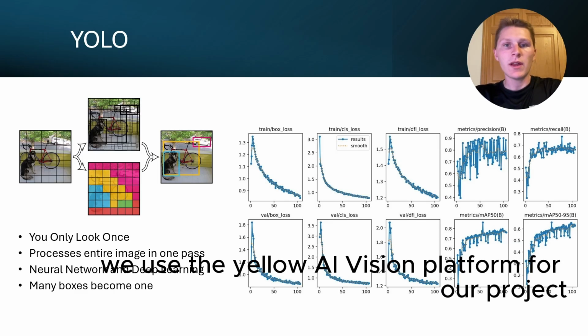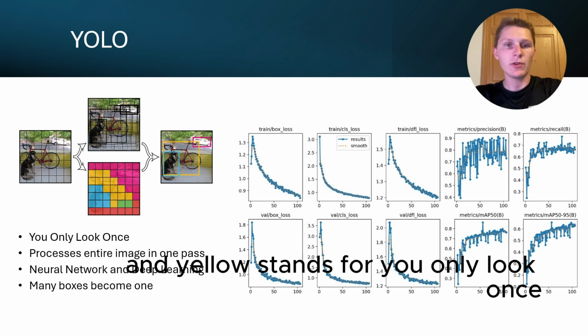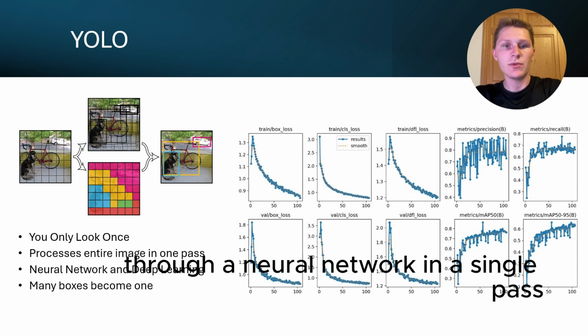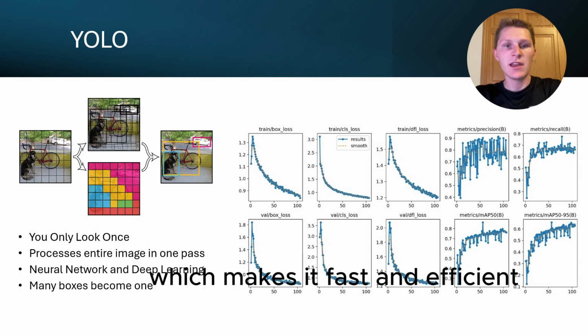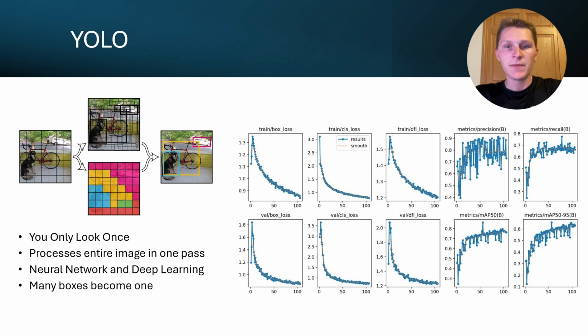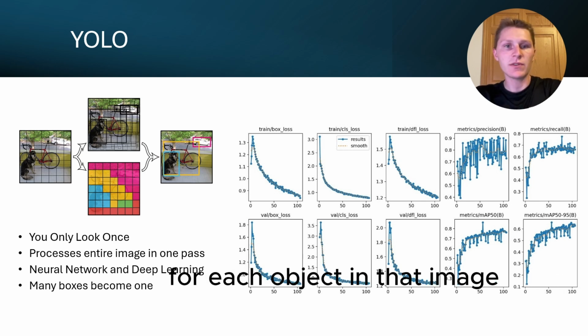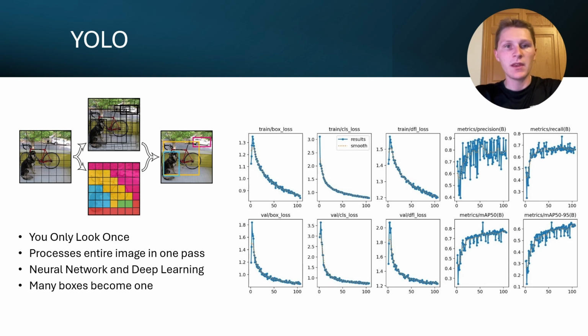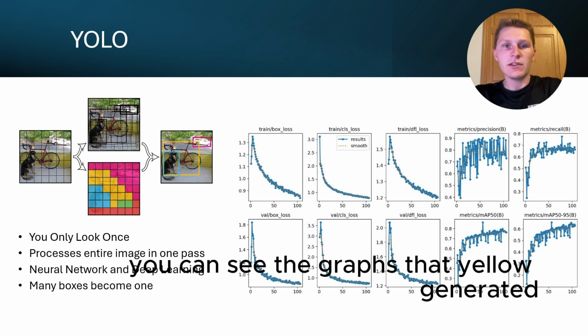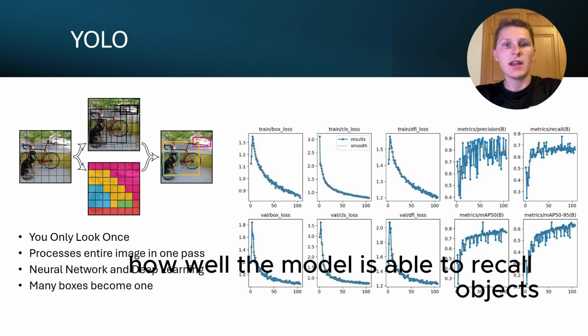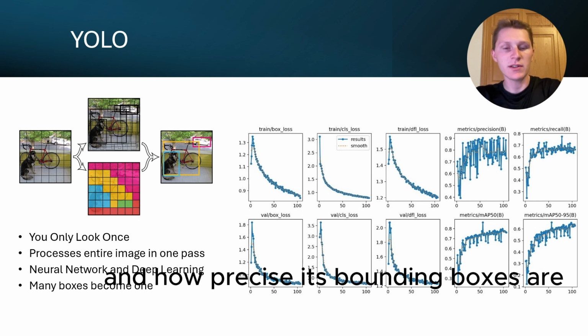We use the YOLO AI vision platform for our project, and YOLO stands for You Only Look Once, and it's powerful because it processes the entire image through a neural network in a single pass, which makes it fast and efficient. It does this by splitting up the image into grids and then predicting bounding boxes for each object in that image. On the right hand side here you can see the graphs that YOLO generated while training one of our models, and these graphs indicate how well the model is able to recall objects and how precise its bounding boxes are.